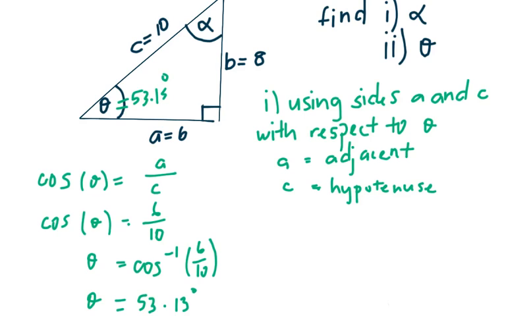And in our previous part, we would have found that alpha is equal to 36.87. And this makes sense because the angles within a triangle should be equal to 180. So therefore, when we add 53.13 degrees plus 36.87 degrees plus our right angle, which is 90 degrees, we get 180 degrees. So therefore, we know our answer is right.